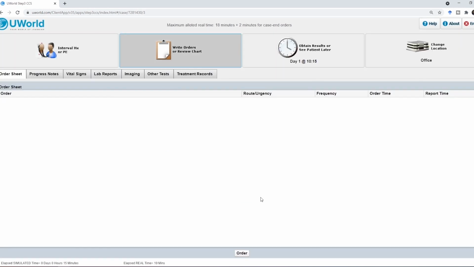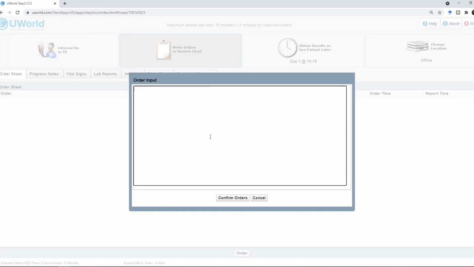Let's click OK. Now, since pregnancy is high on the differential for our case, we should start making some orders that can confirm the diagnosis and exclude other diagnoses. So we go to the order tab and click on order here and type here beta HCG to confirm pregnancy. We can also order CBC, BMP as part of the initial orders.